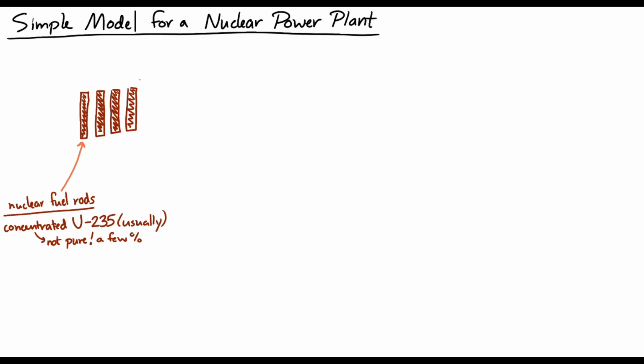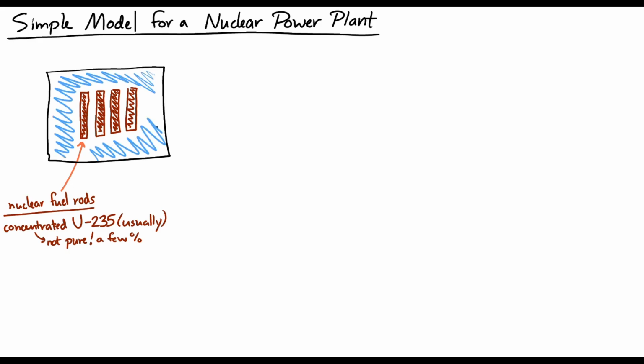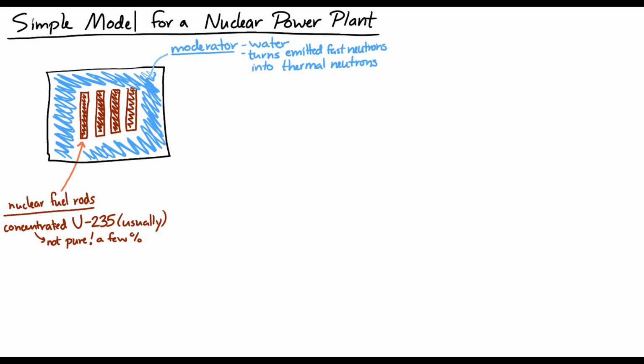The second thing we're going to add in is a moderator, and here we'll put water around the fuel rods. And water, remember, as a moderator, will turn those emitted fast neutrons into slower thermal neutrons, which can then cause further fission reactions. Next, we will add control rods.